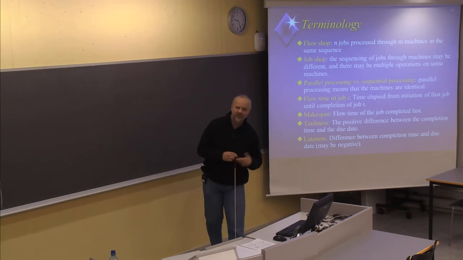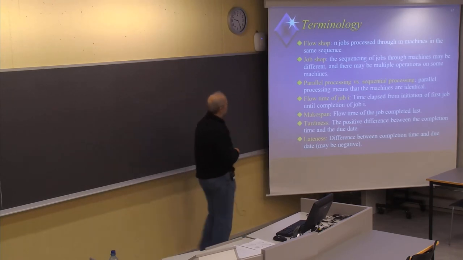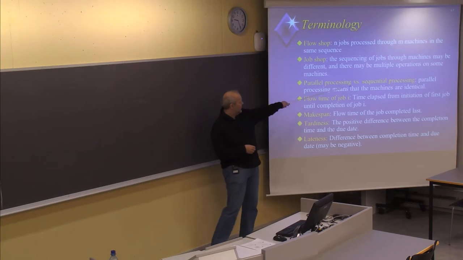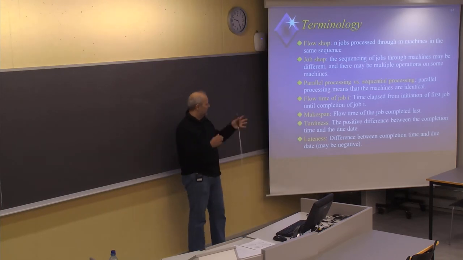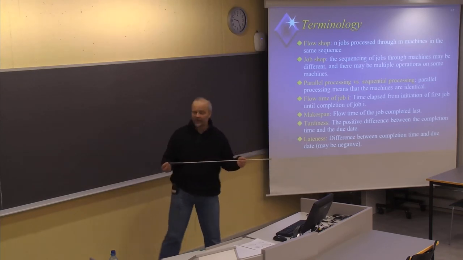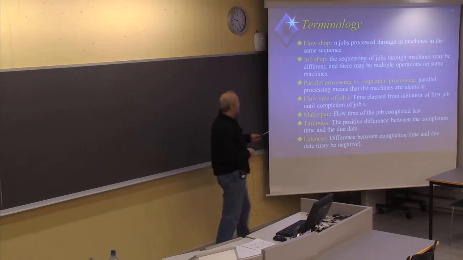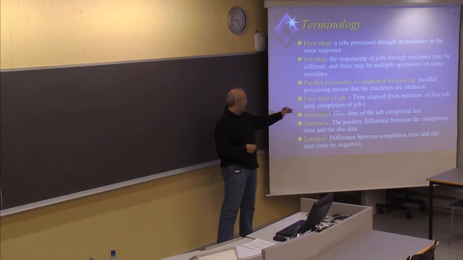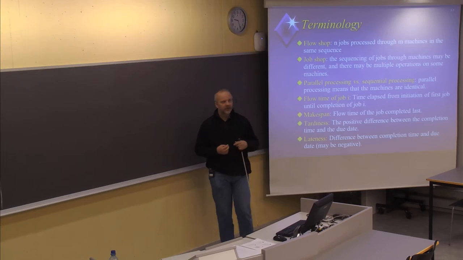So in other courses, at least at master level, you will also have techniques for sequencing when you have several machines, which of course makes it a bit more complex. Well, we talked about parallel and sequential processing. You can do it in parallel, or you have to do it in a sequence. The term flow time of one particular job is a quite common measure when comparing the different techniques. The flow time means the time from when you initiate the first job in the plan until this particular job is finished.